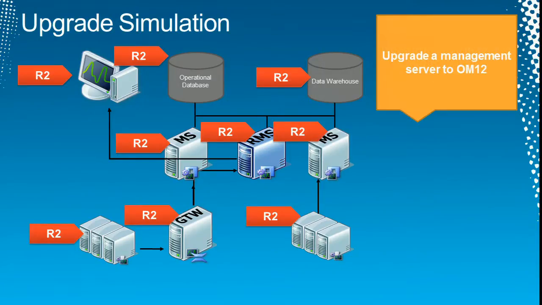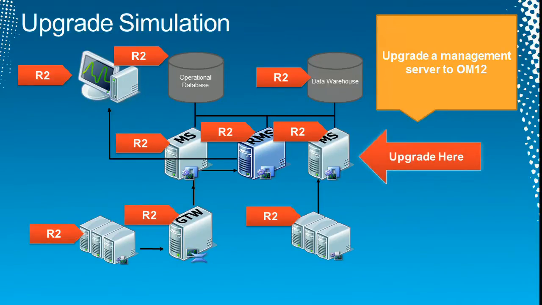This is a very different upgrade than what we had in R2. Just to level set, if you remember in R2, you started at your root management server, upgrading that first, which upgrades your operational DB. And then you move through doing all your secondary management servers, gateways, and then finally you upgrade your agents as one of the last steps. This is a very different process. We actually start at one of the secondary management servers. So we don't touch the RMS.